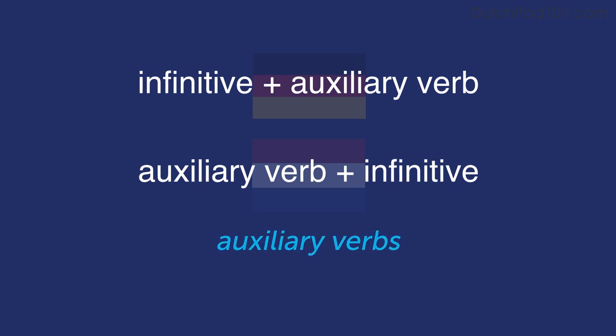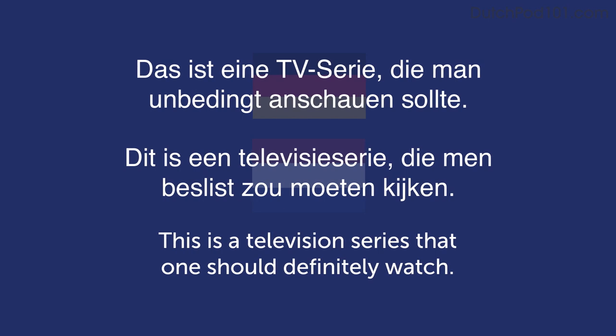When it comes to auxiliary verbs, the order in Dutch is auxiliary verb plus infinitive. In German, it's the opposite way around, infinitive plus auxiliary verb. I will illustrate this with an example. This is a television series that one should definitely watch. In Dutch, dit is een televisieserie die men beslist zou moeten kijken. And in German, das ist eine TV-Serie die man unbedingt anschauen sollte. Note again how in Dutch the correct sentence is moeten kijken, and in German it is anschauen sollte.